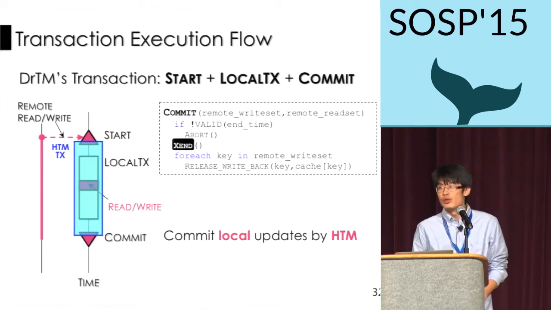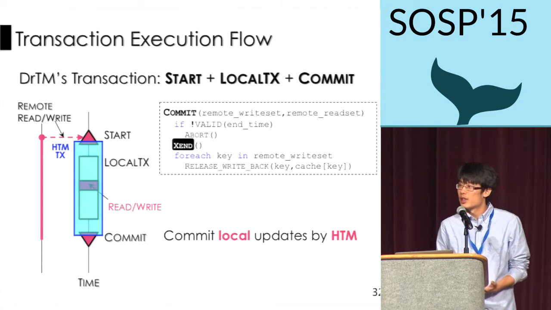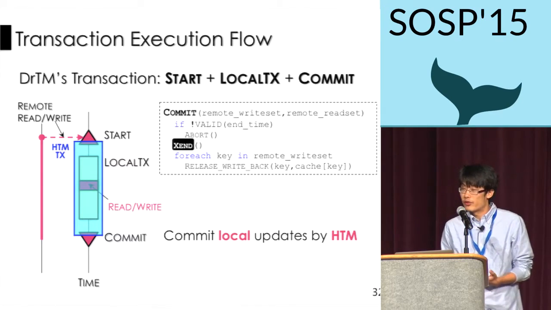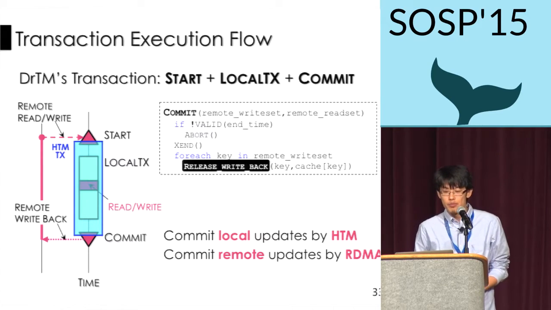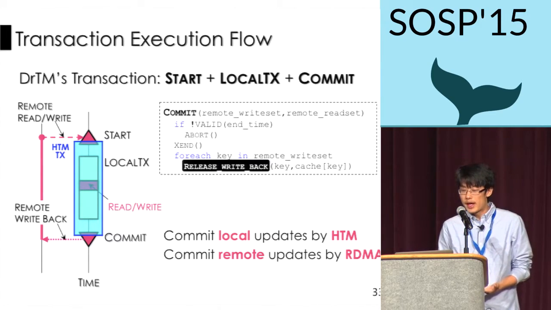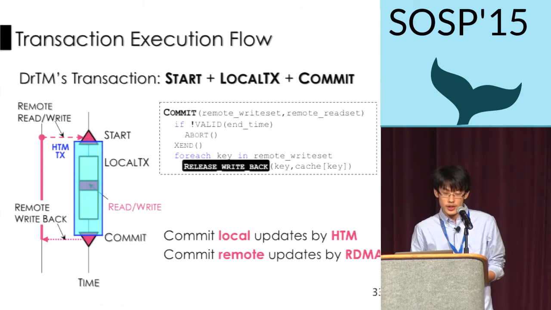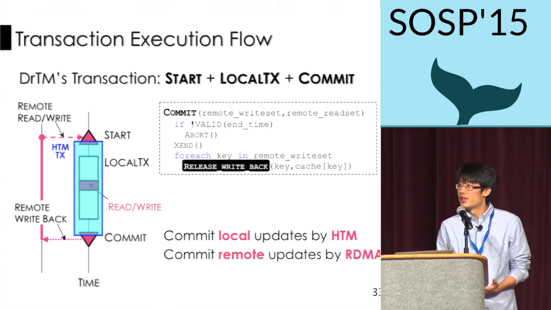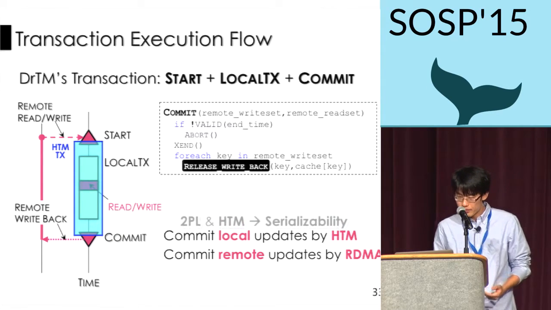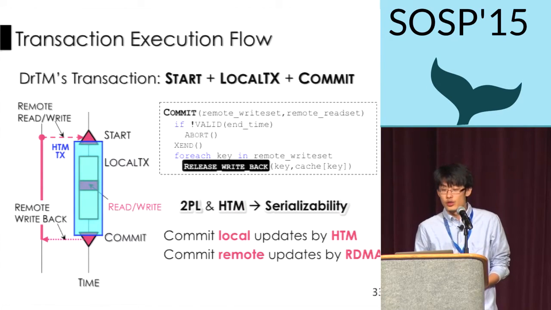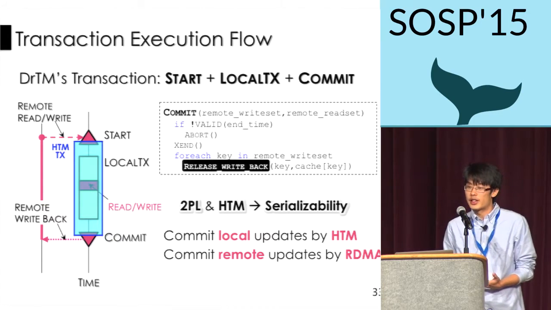First, we'll use XEND to exit the HTM transaction and commit local modifications to the main memory. And then we'll use RELEASE_WRITE_BACK to write back the remote modifications, which are stored in the local cache, to the remote machine and release the remote logs. So that's how the transactions are executed in DrTM.